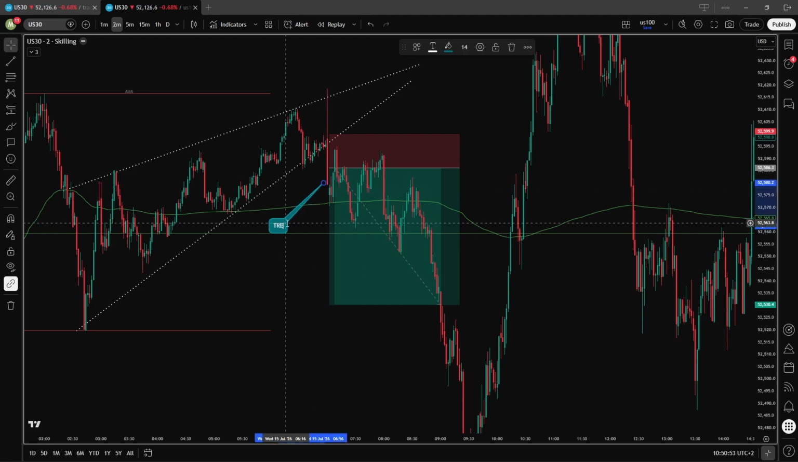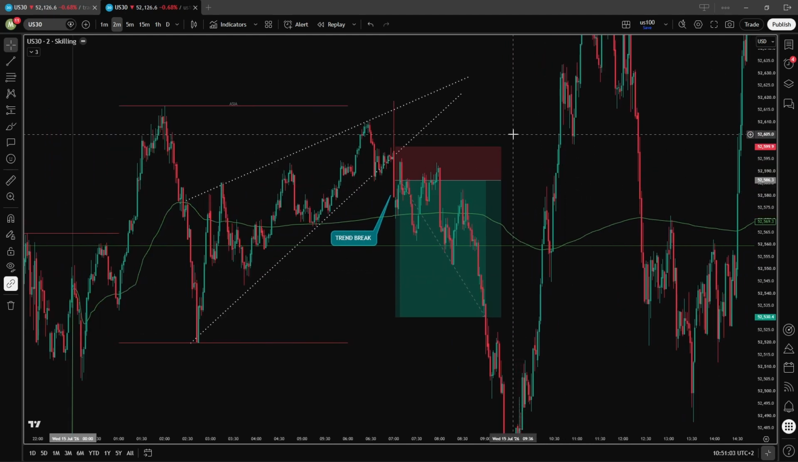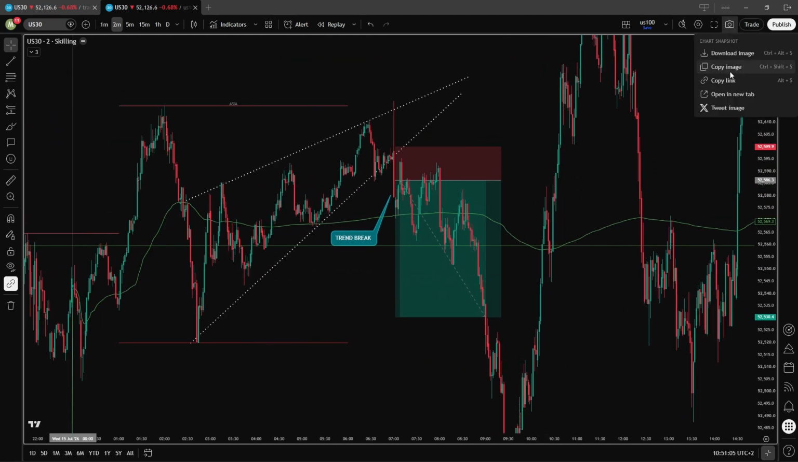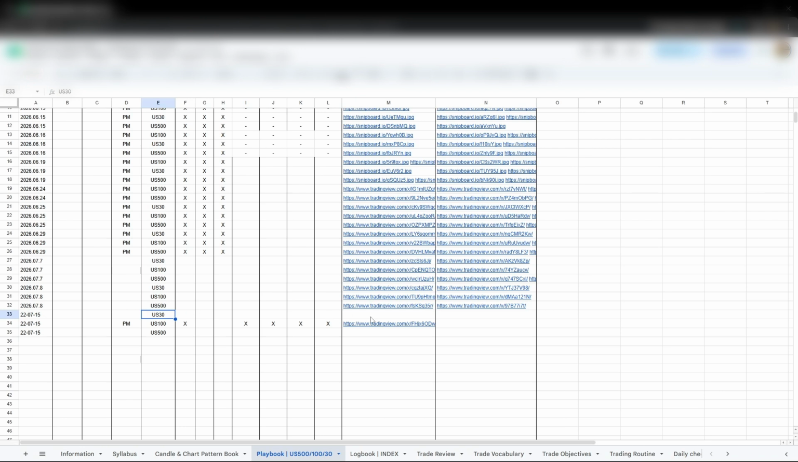So I analyze this, I put the trade on my chart. I put why I would have taken the trade. As you can see, it was a trend break slash bear flag break. But I copy the link. I go back to my spreadsheet and I put it in there.